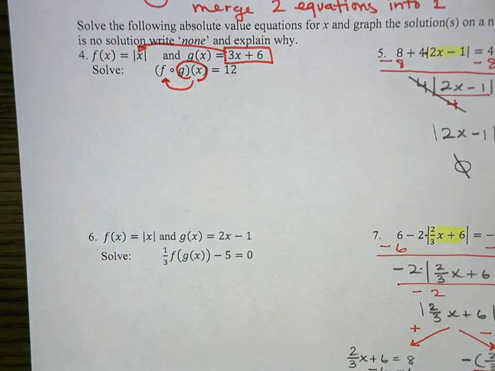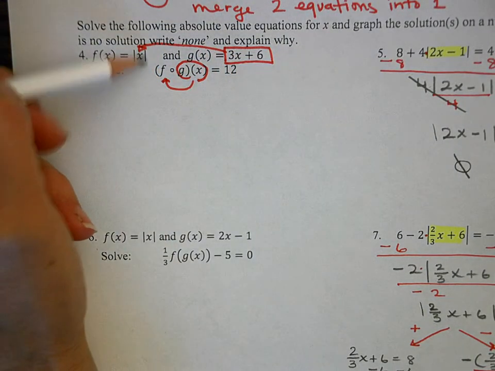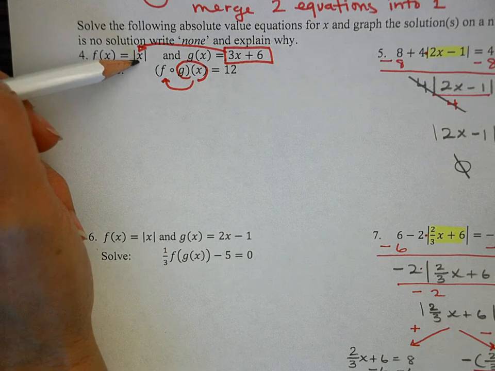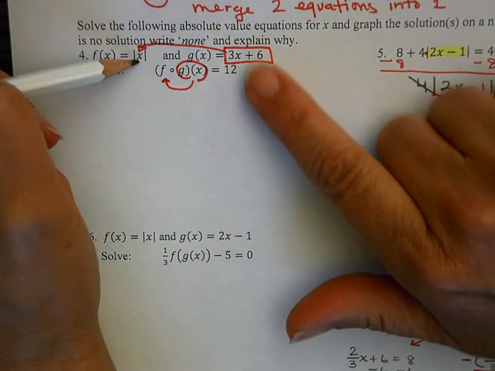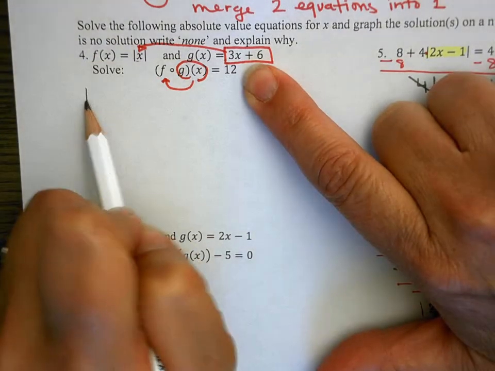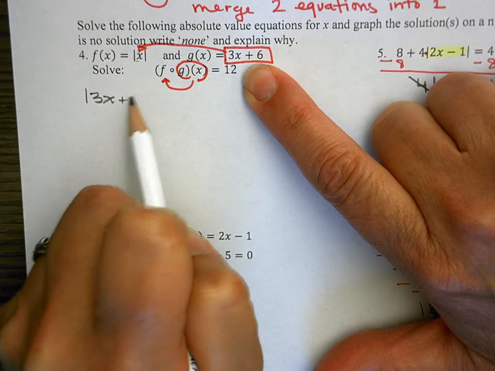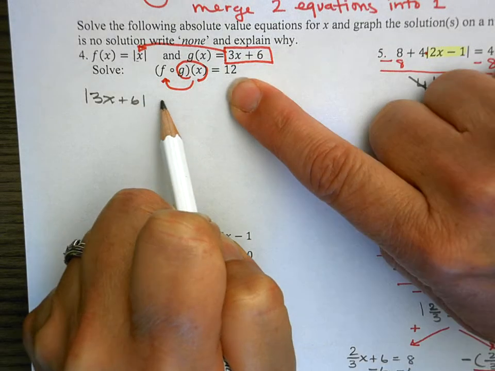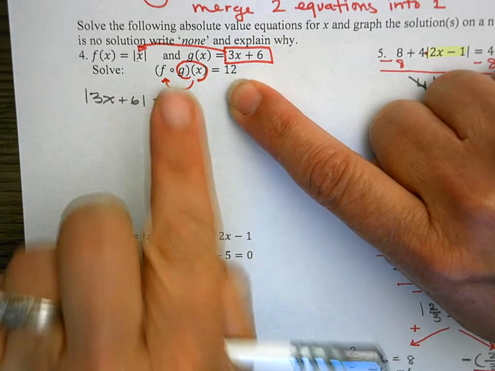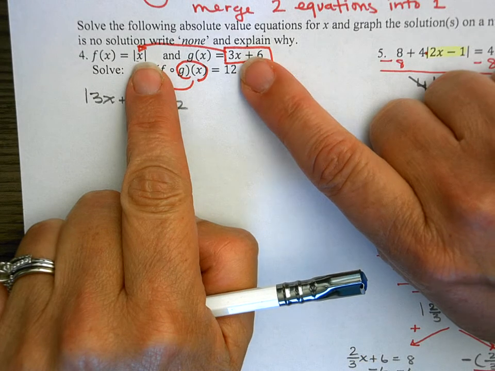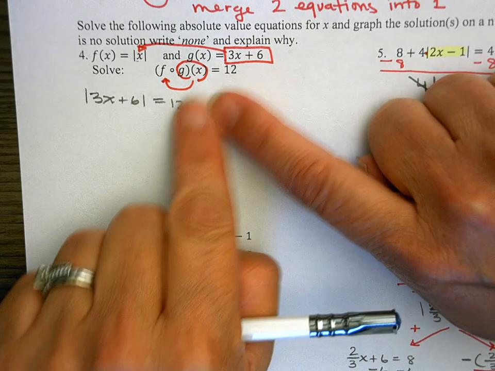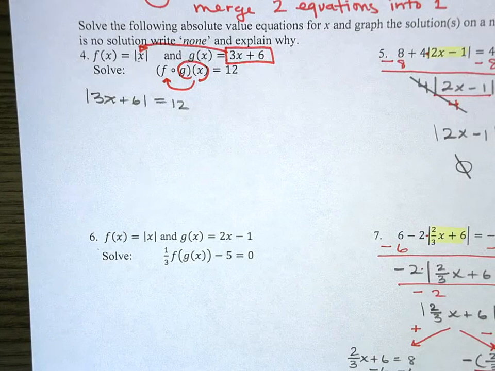So instead of this X, the simple little X here, we need to kick it out and replace it with 3X plus 6. And then still equal to 12. So what did we do? Put these two guys together, so gave that the absolute value, and then kept it equal to 12. Okay? And then we just solve it.